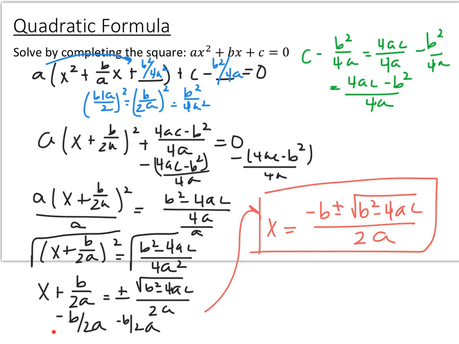So subtract b over 2a from both sides, and you end up with x is equal to negative b plus or minus the square root of b squared minus 4ac all over 2a, which is the quadratic formula. The quadratic formula is derived exactly from completing the square on the literal form of the quadratic. So this has been completing the square and then the quadratic formula here at the end. 2 more options for solving quadratic equations if factoring doesn't work.